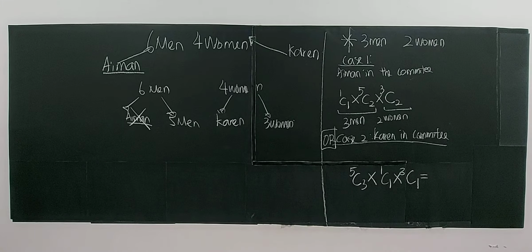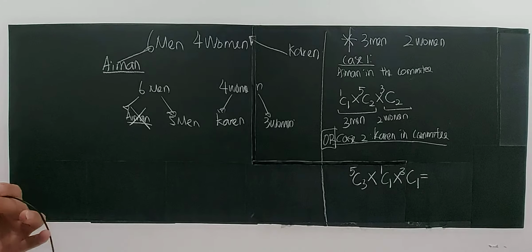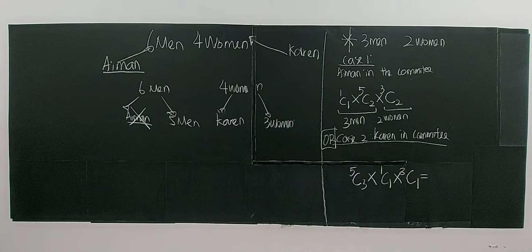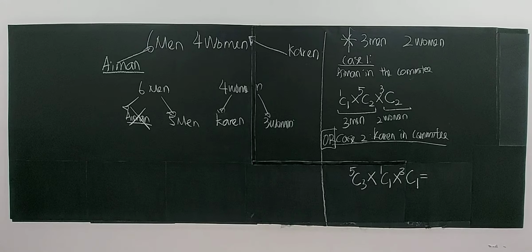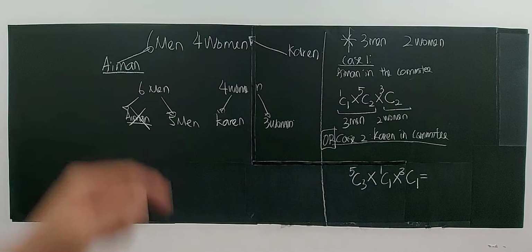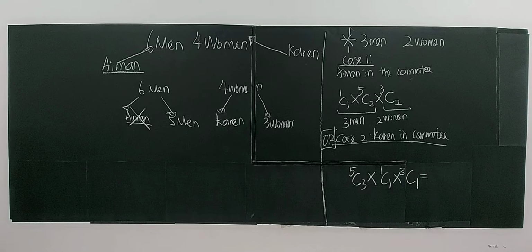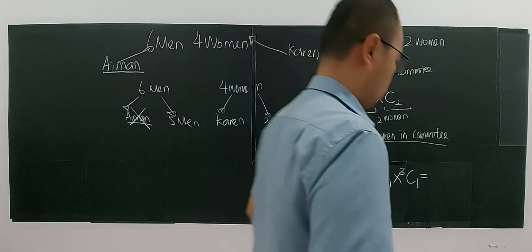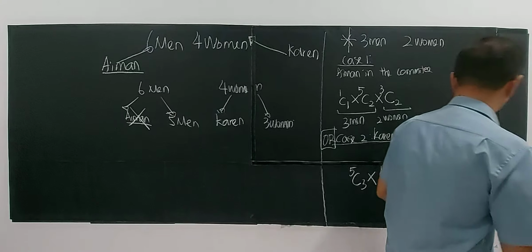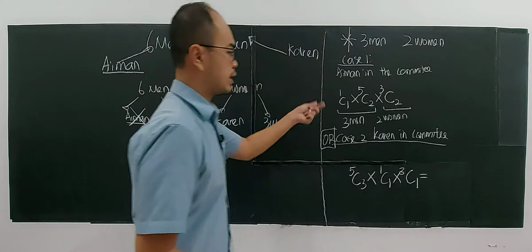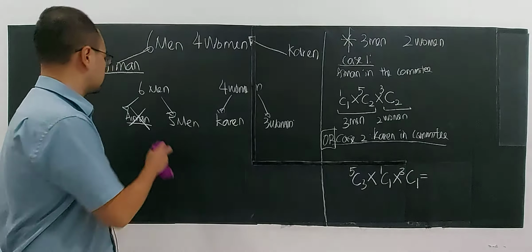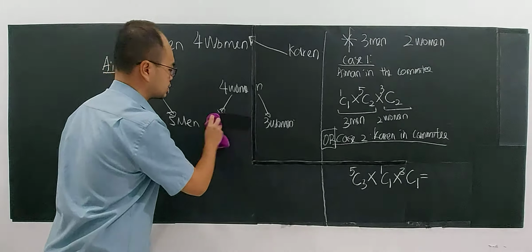Now you have 2 cases. Do you consider that enough? No, there is another possibility, because they said if Aiman is in, Karen is not in, and if Karen is in, Aiman is not in. So there is another possibility to solve this problem. What do you think? Is it enough that Aiman and Karen must have one of them inside? No, it can be that these two are both out.